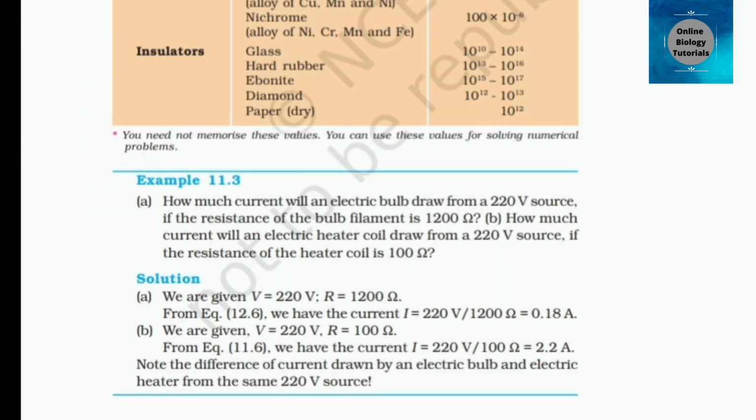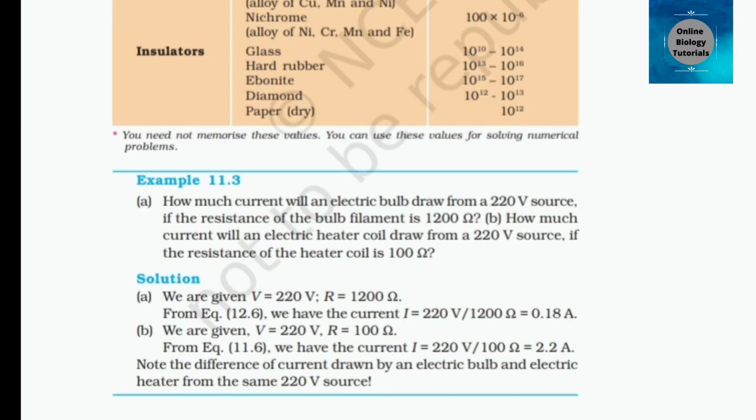Example 11.3. A. How much current will an electric bulb draw from a 220 V source if the resistance of the bulb filament is 1200 ohm? B. How much current will an electric heater coil draw from a 220 V source if the resistance of the heater coil is 100 ohm?